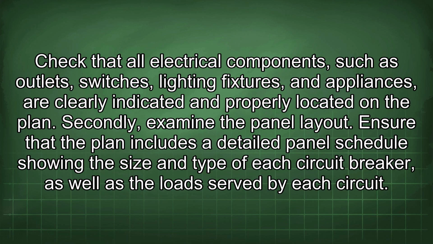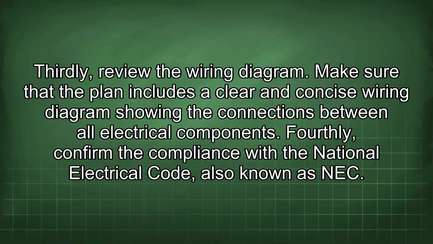Check that all electrical components such as outlets, switches, lighting fixtures, and appliances are clearly indicated and properly located on the plan. Secondly, examine the panel layout. Ensure that the plan includes a detailed panel schedule showing the size and type of each circuit breaker, as well as the load served by each circuit. Thirdly, review the wiring diagram. Make sure that the plan includes a clear and concise wiring diagram showing the connections between all electrical components.